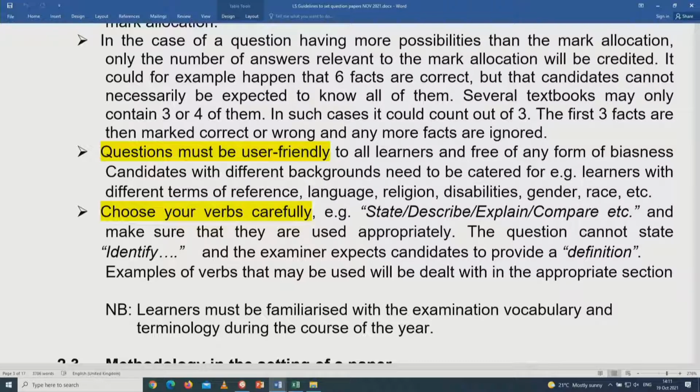Candidates with different backgrounds need to be catered for, for example, learners with different terms of reference, language, religion, disabilities, gender, race, etc. Keep it neutral. Keep your papers neutral. Or if you want to go to a particular reference, then have a balance between all the references in our country.